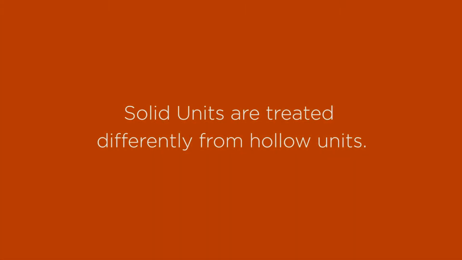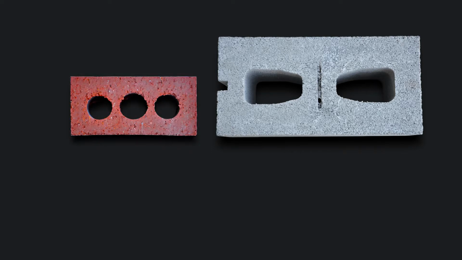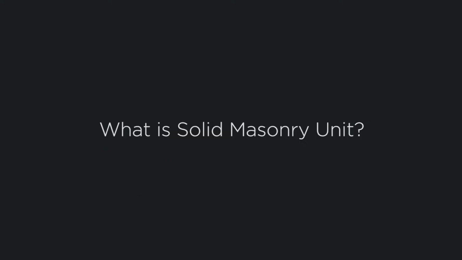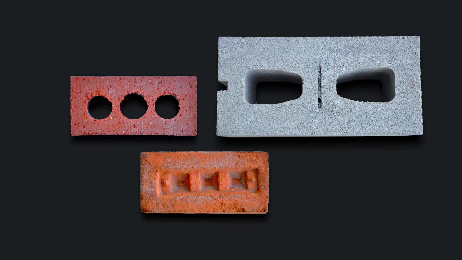Solid units are treated differently from hollow units. Is this a solid unit? Or this? Or this? Let's start with a definition of what a solid unit is. A solid unit is a unit with net cross-sectional area of 75% or more of its gross cross-sectional area when measured on every parallel plane to the surface containing voids. In short, if the area of the unit, looking from above, is 25% or less of hollow space, it's a solid unit. All of these are solid units.